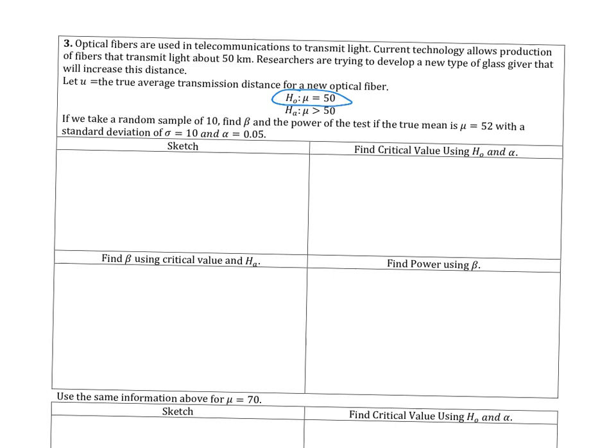If we take a random sample of 10, find beta and power of the test if the true mean is 52, which favors the alternate, saying that it's greater than 50, standard deviation of 10, and alpha is equal to 0.05. So we're doing an upper tailed test here. So I've got something centered at 50. Remember, this is just a number line. I've got the null hypothesis centered at 50.